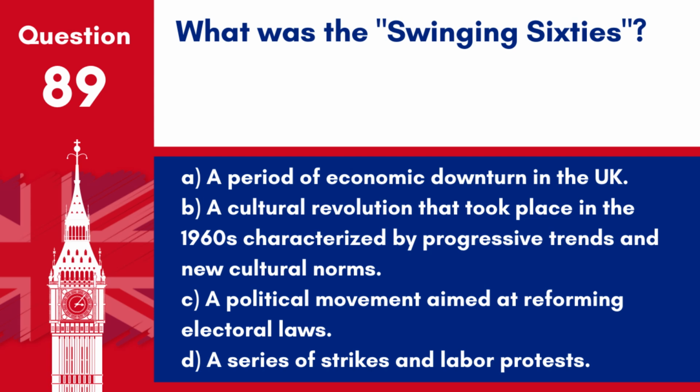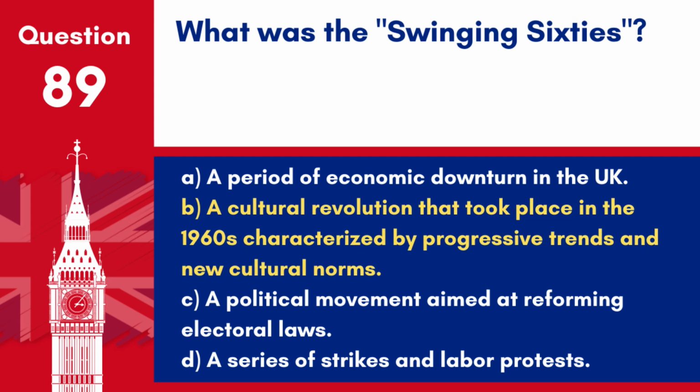A. A period of economic downturn in the UK. B. A cultural revolution that took place in the 1960s, characterized by progressive trends and new cultural norms. C. A political movement aimed at reforming electoral laws. D. A series of strikes and labour protests.